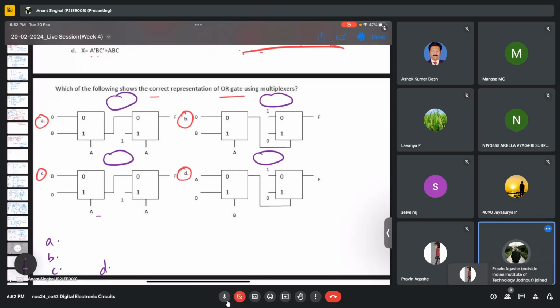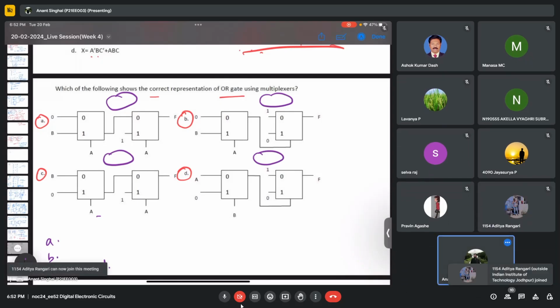Anyone got any answer for the OR gate? I'll take some time.